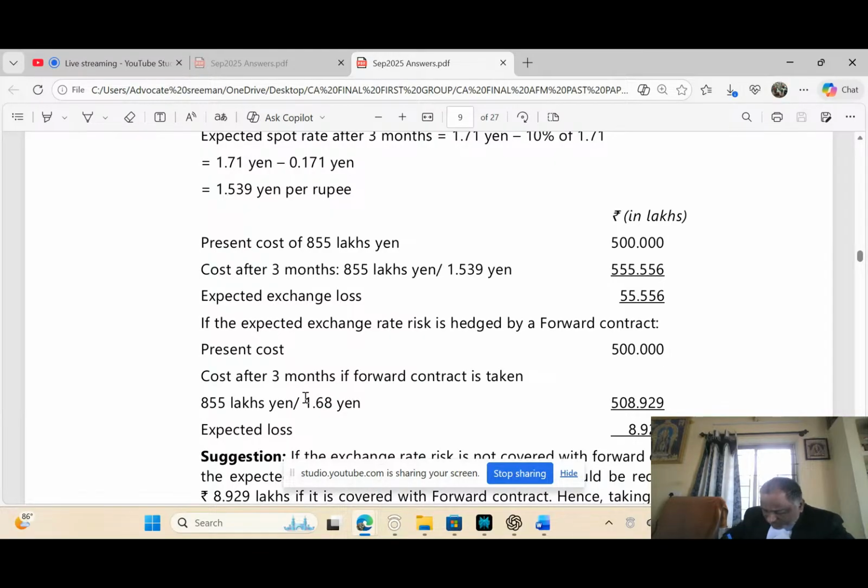Present cost is 500 lakhs. Cost after 3 months if a forward contract is taken.